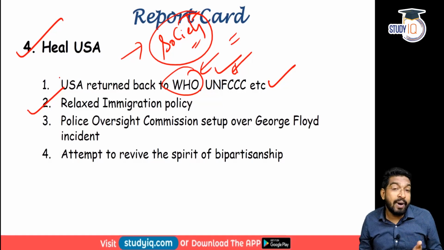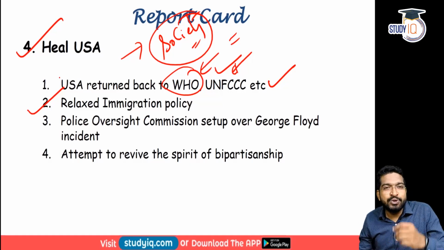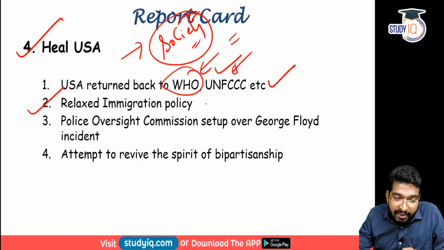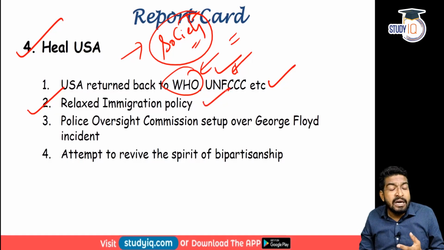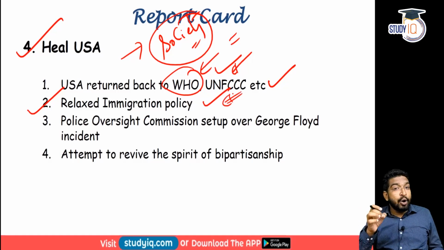Now, for that, what Joe Biden has done, he has given command to a second personality, that is Vice President Kamala Harris. She has been made in charge of this immigration policy. A lot of people also came from Honduras. So, immigration policy has been relaxed, but the US administration is keeping an eye on it.